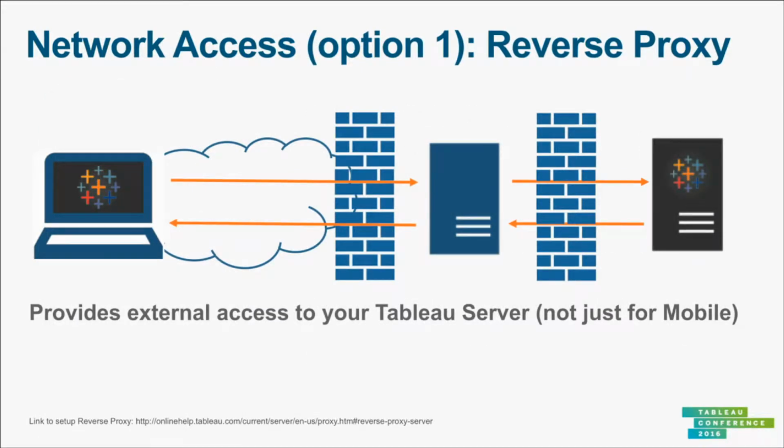You have a couple options for getting access to your server if it's on-prem behind a firewall. First, a reverse proxy. Reverse proxies provide external access to your Tableau Server, and this would not just be for mobile. This would allow you to connect to your Tableau Server from home. I've included a link at the bottom. We have instructions about how to set up a reverse proxy for Tableau. A reverse proxy is a server addressable from outside your firewall that proxies requests to the Tableau Server and back. This is a really nice setup and very common.